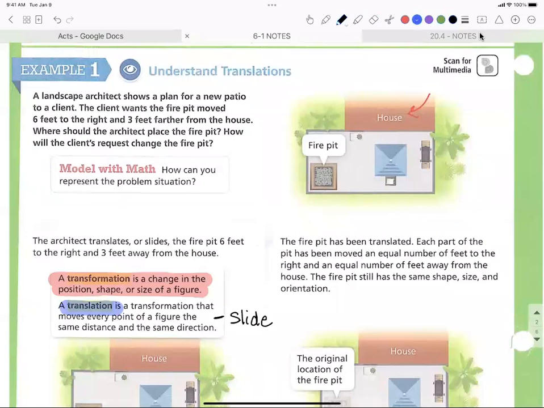So if we look at this fire pit problem here, we've got a landscape architect who shows a plan for a new patio to a client. The client wants the fire pit moved. And here's the move that they're requesting. They want it 6 feet to the right, and they want it 3 feet further from the house. And since the house is right here, further from the house would be down. Okay, so they want it 6 feet to the right, 3 feet away from the house, or in this case, that would be down.